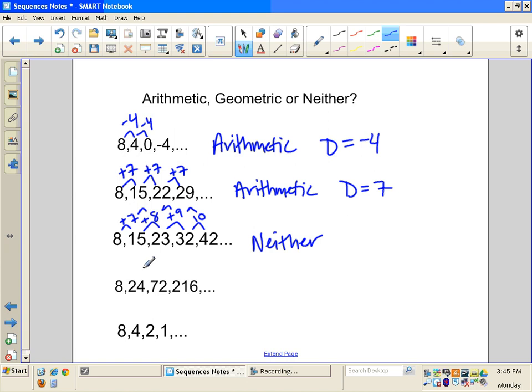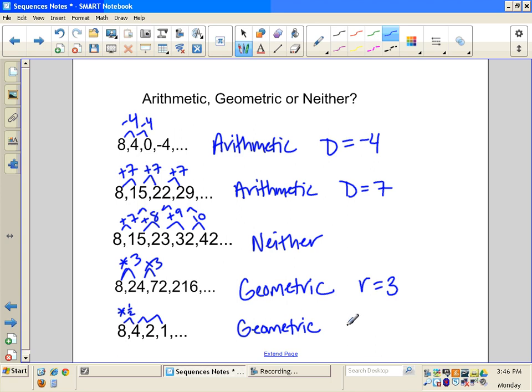8, 24, 72, 216, that's looking like multiplying by 3. So that's going to be geometric, and the common ratio is 3, the common multiplier. And let's see, this is one of those multiplying ones where it's getting smaller. Can you see that we're multiplying by a half? So this is also a geometric sequence with a common ratio of 1/2.